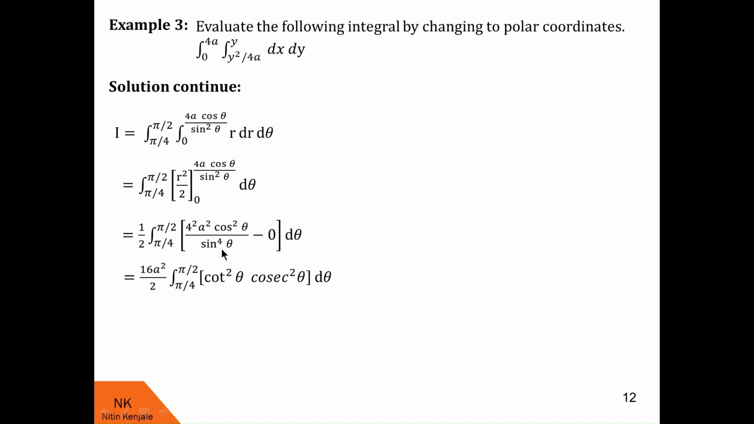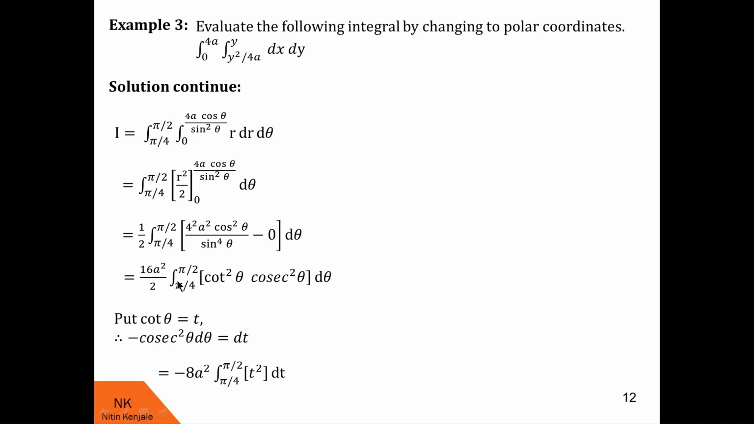This cos square theta upon sin raised to 4 theta can be written as cot square theta into cosec square theta. For this, you split this sin raised to 4 theta as sin square theta into sin square theta. Then cos square theta upon sin square theta becomes cot square theta, and 1 upon sin square theta becomes cosec square theta. Now let's evaluate this integral. We put cot theta is equal to t. Therefore, its differentiation, minus cosec square theta d theta is equal to dt.